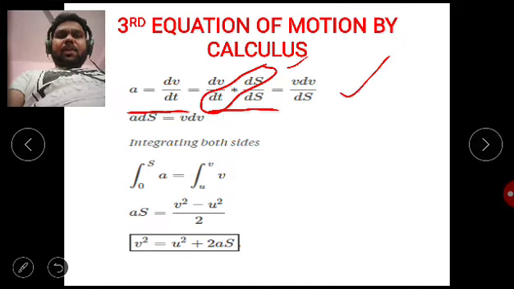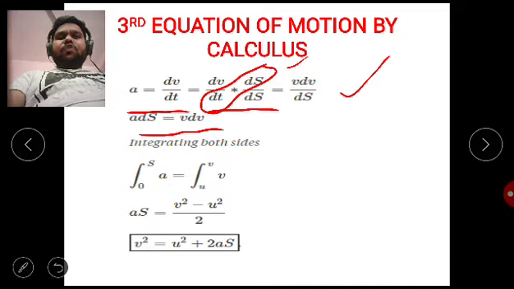Now you will cross multiply. You know that a = v dv/ds. When you cross multiply, you will get a ds = v dv.